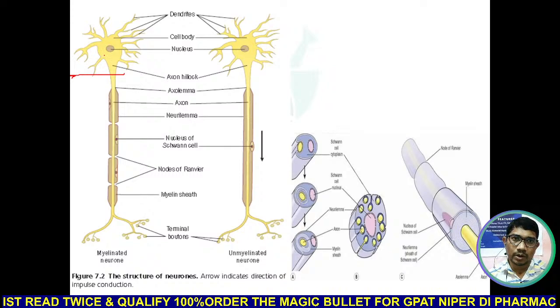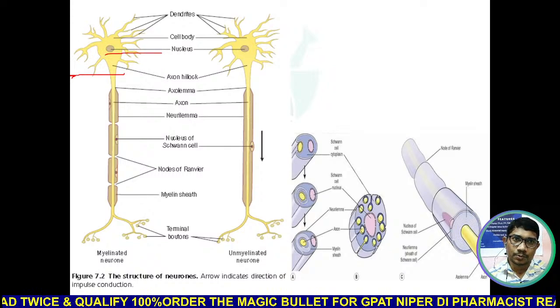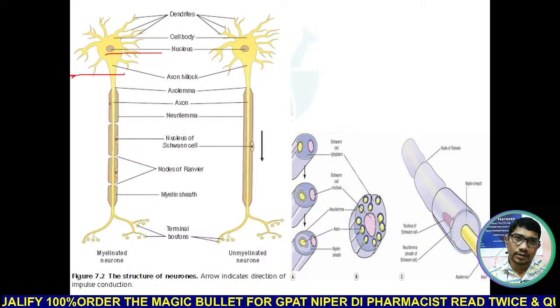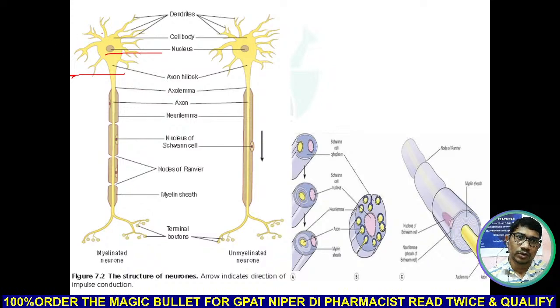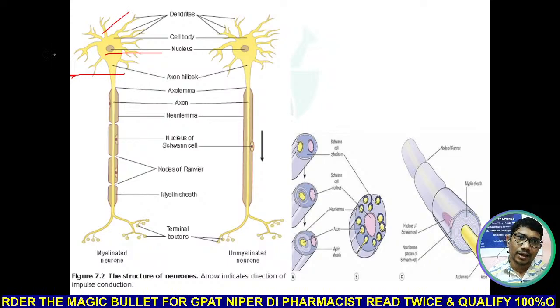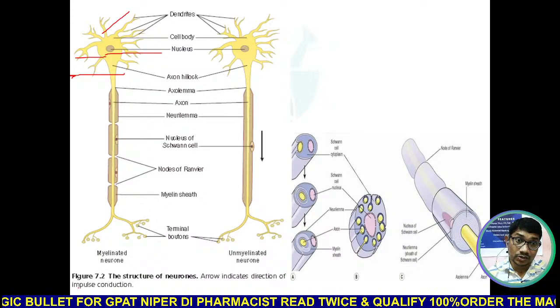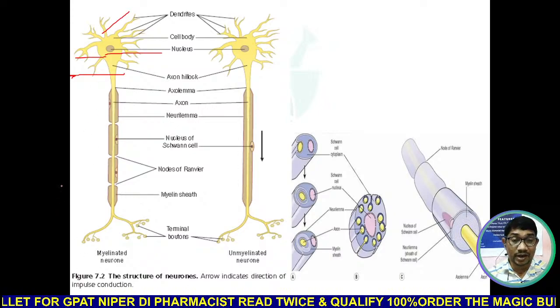In the cell body you have one nucleus, and these projections, or this outward extension of your cell body, are known as the dendrites. The collection of cell bodies in the nervous system is known as the gray matter. The collection of axons is known as the white matter.